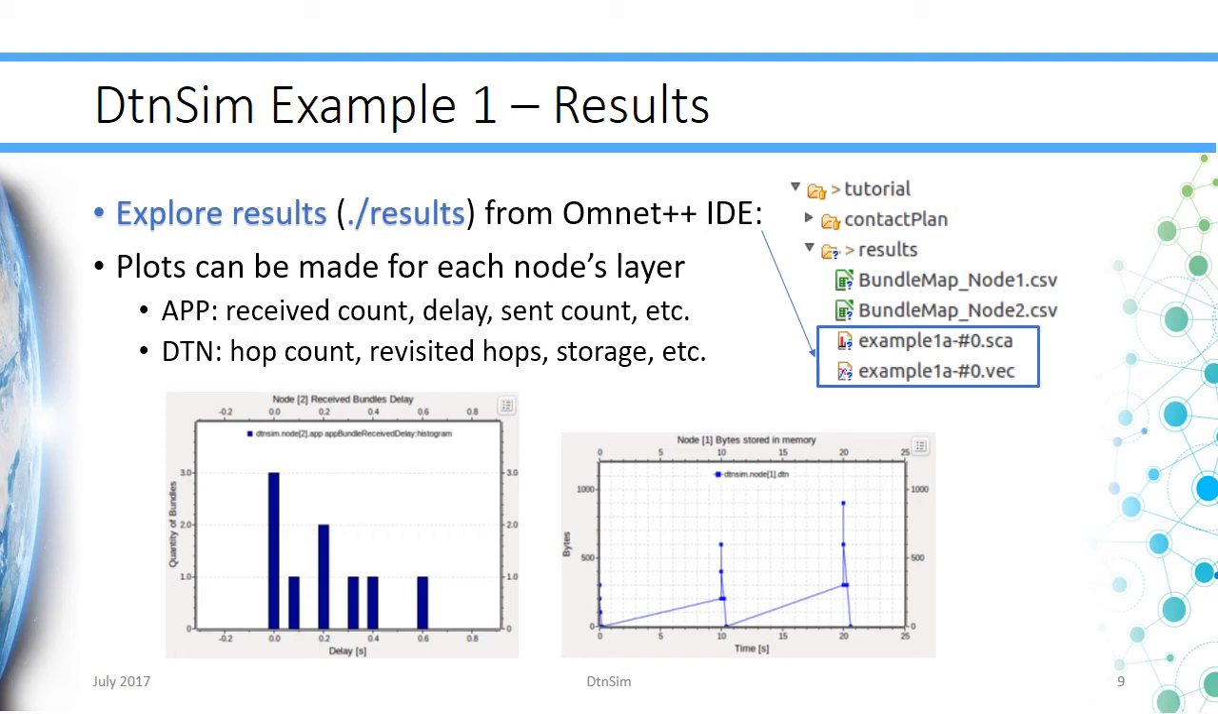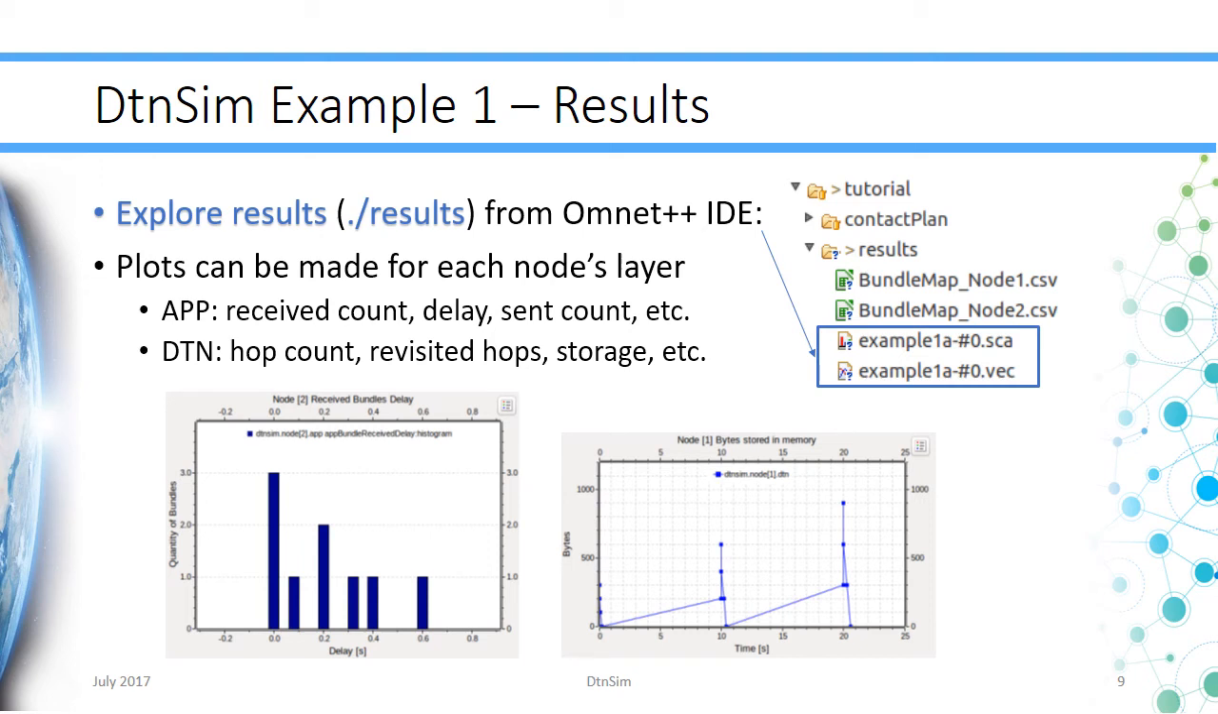In particular, we will be able to see different statistics and vector files stored in the application layer and the DTN layer. In the application layer, we can generally study received bundle counts and delays, and sent bundle counts. This is basically one of the first graphs we see on the lower left part of the slide, where we have a histogram, for instance, of how many bundles were received and with which delay they were received, in this case at node 2, which is the destination of our communication.